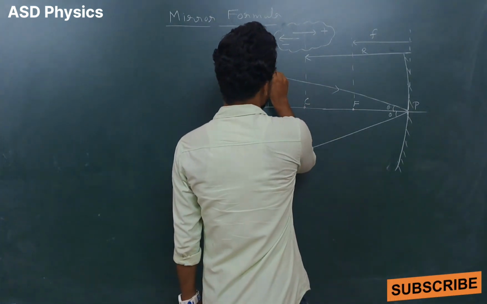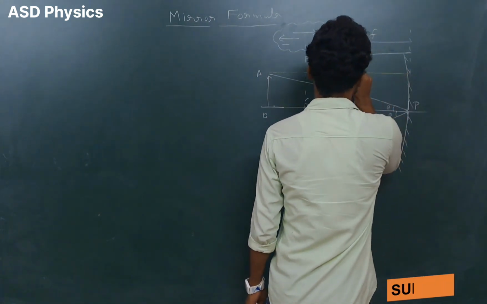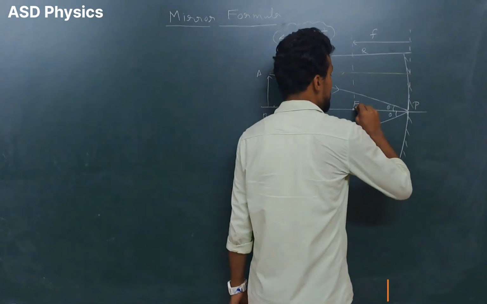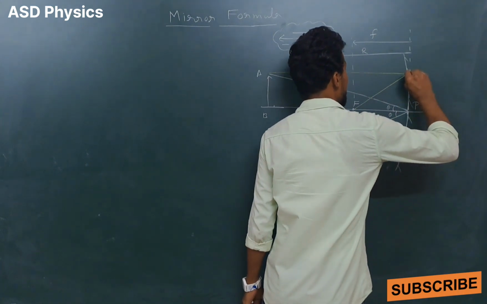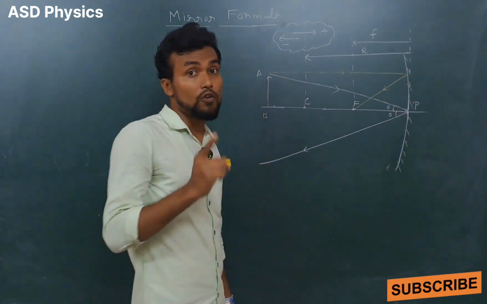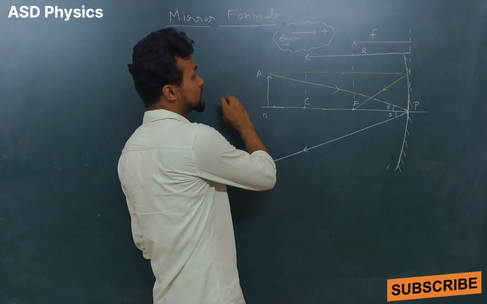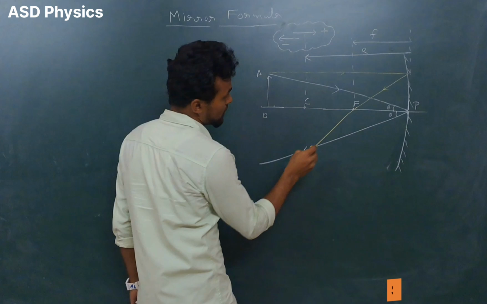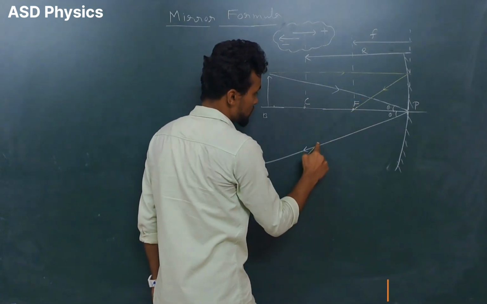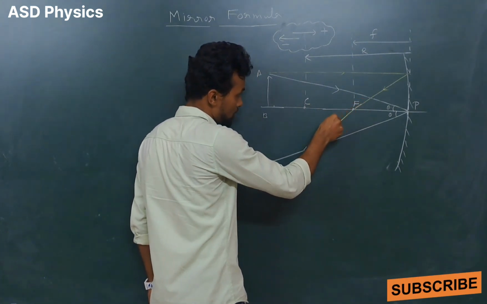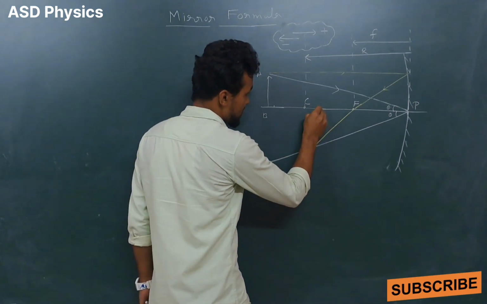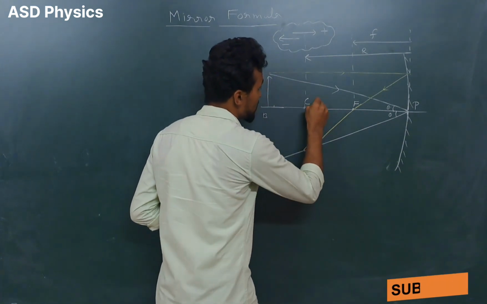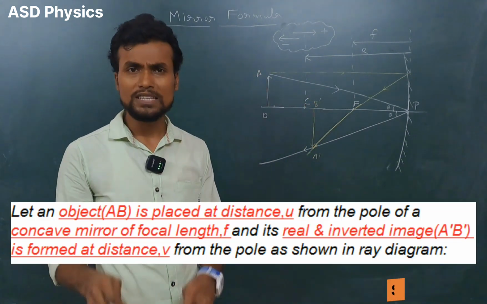After that, I will take another ray parallel to the principal axis. This ray should pass through the focus. I have to be very careful, and you also have to be careful, so that the image forms between F and C, because the object is beyond C. This ray I will take here, like this. Now please make it straight, as straight as possible. Here the image is forming, and this image is A dash B dash. Now our image is ready.